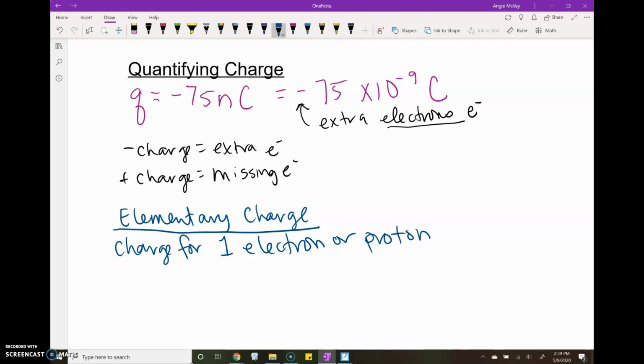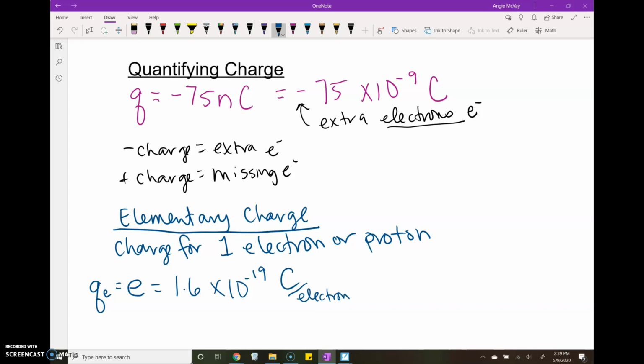So an electron has this charge, but it's negative. A proton has the same charge, but it's positive. All right, and that elementary charge, we abbreviate it. Sometimes it's Q with a little e subscript. Sometimes it's just a letter e, and it has a value of 1.6 times 10 to the minus 19 coulombs, and that's the number of coulombs per electron, right? Whether it's missing or extra.